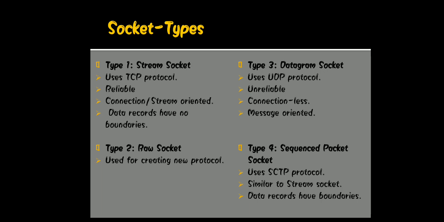Type 2: Raw sockets. Raw sockets are very rarely used. They are used for creating a new protocol. Type 3: Datagram socket. It uses UDP protocol, which is message oriented. It is an unreliable and connectionless socket. Type 4: Sequenced packet socket. It uses SCTP protocol. Sequenced packet sockets are similar to stream sockets but have data record boundaries.